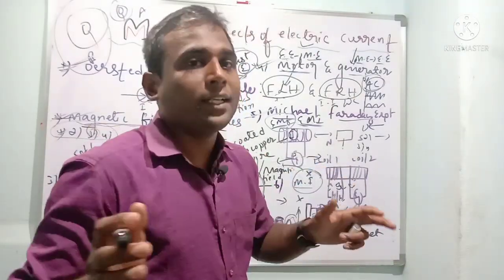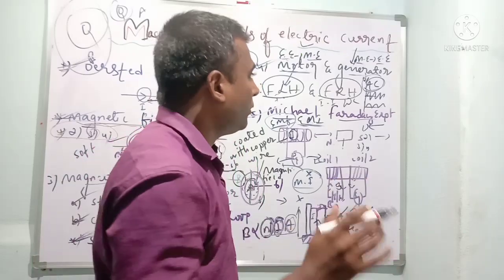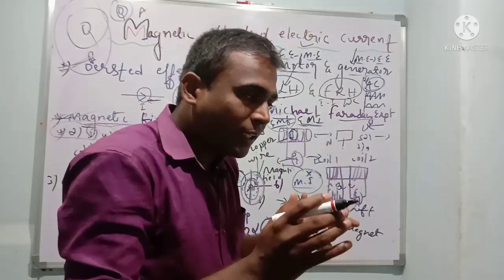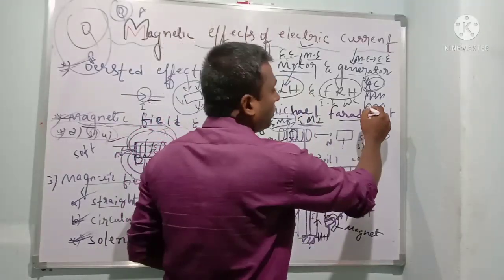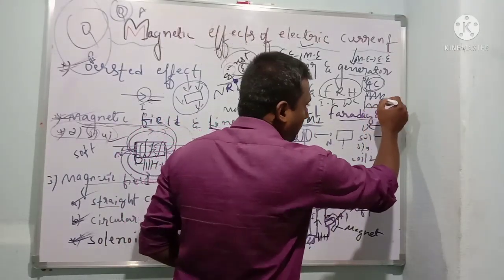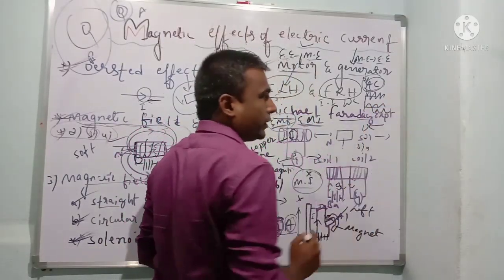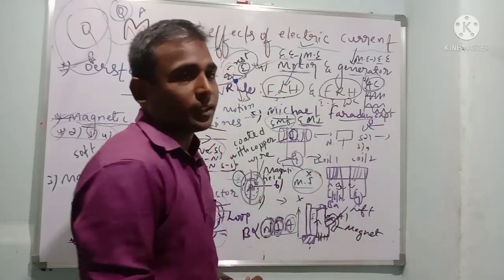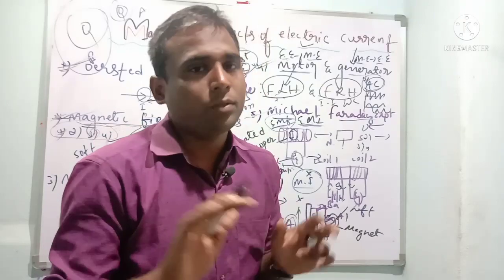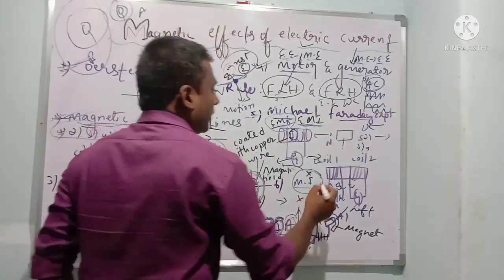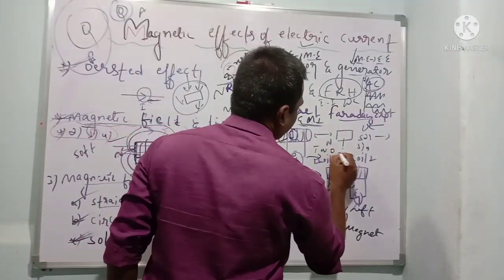Split rings are also called a commutator. They move the current either only in the positive direction or only in the negative direction. Carbon brushes connect the current to the external circuit. Over. Let us come to the next point, the two coil experiment.